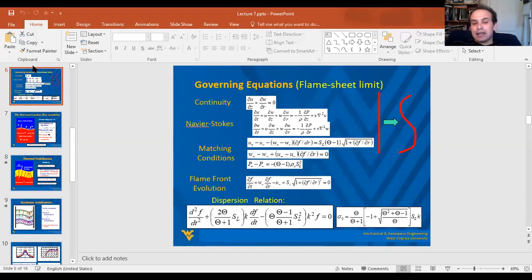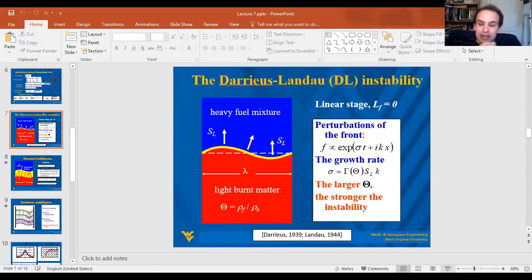So what is the basic idea about the Darrieus-Landau instability? If you consider a corrugated flame, what the Darrieus-Landau theory states is that if you combine all these equations ahead and behind the flame, you will come to the so-called dispersion relation. And here it will be the acceleration rate proportional to the wave number. So what we call the flame sheet limit or Landau limit says very simply that sigma is proportional to k. If you look at this coefficient, it's always positive.